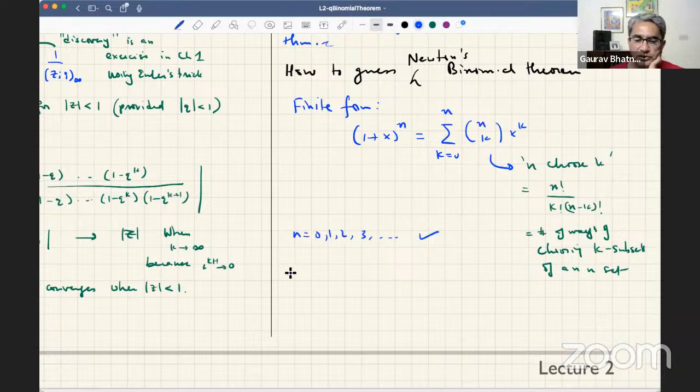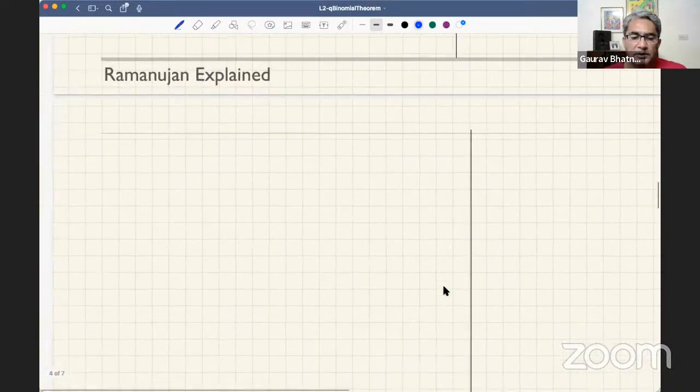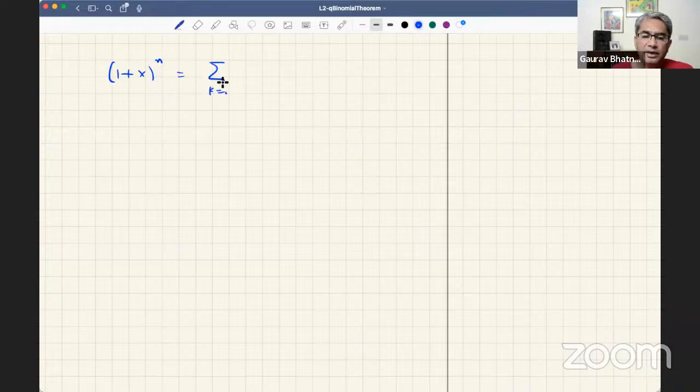What Newton did was replace n by a, where n is not a non-negative integer. So how do we guess a general result? That's the point. So let me write it again. It's (1 plus x) raised to the power n, which is equal to the sum for k going from 0 to n.